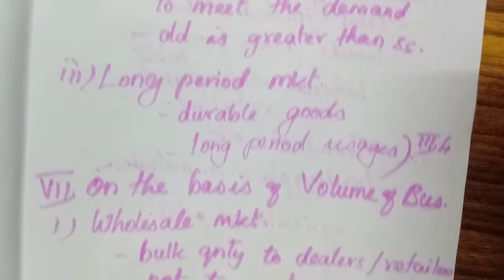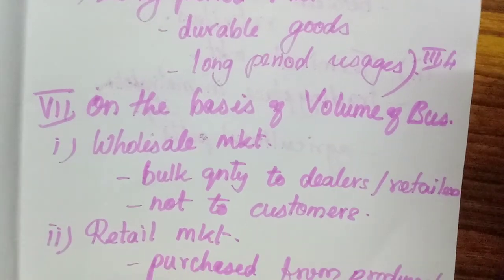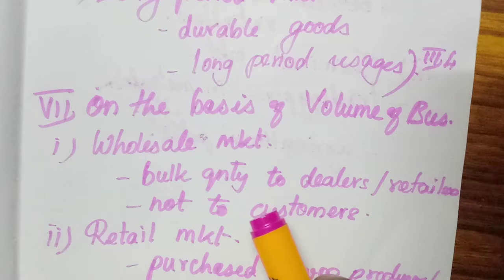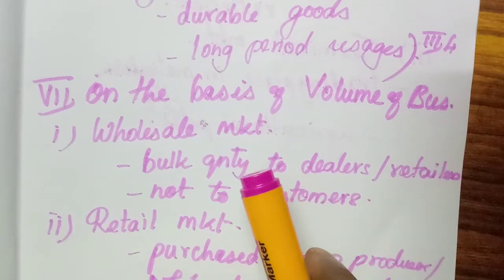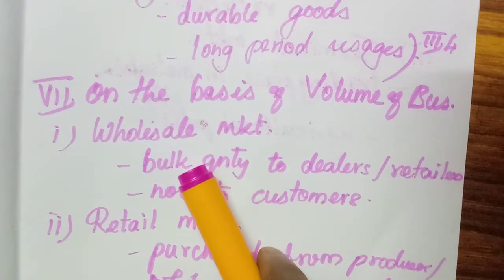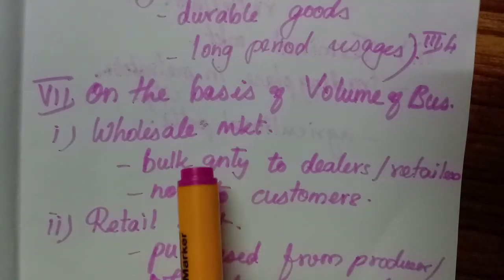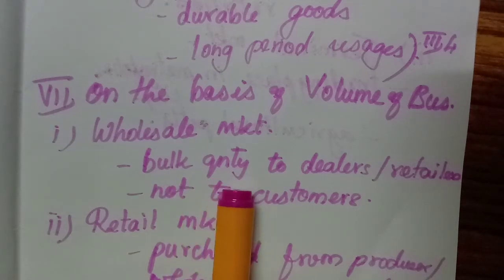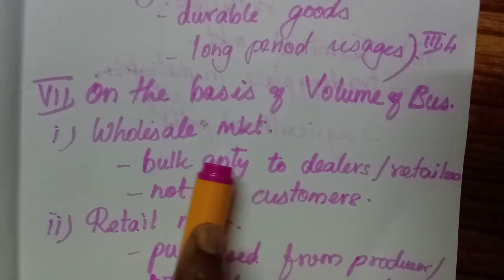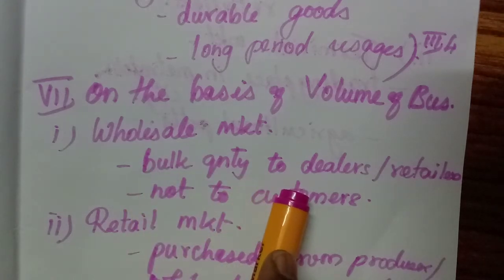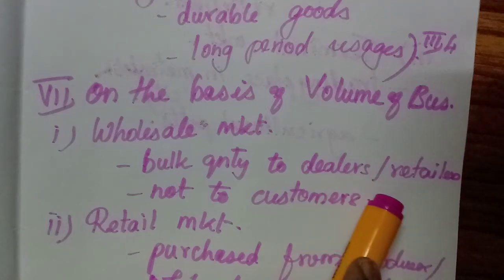Now let us see the next classification, on the basis of volume of business, the quantity of things that they purchase and sell. If it is in a bulk quantity, it is called a wholesale market. Goods are bought and sold in bulk quantity. We can say the wholesale market will sell to the retailers or the dealers.